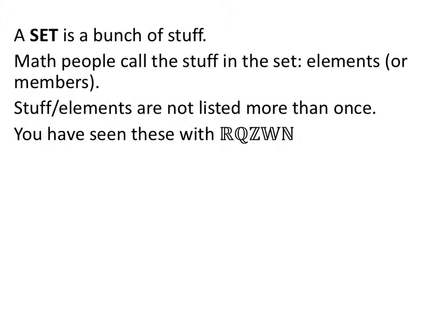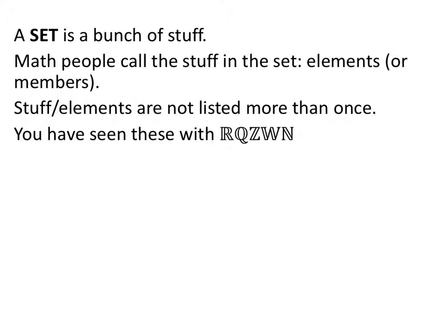Before we get into it, let's look at what a set is. A set is just a bunch of stuff. Math people sometimes call the stuff in the set elements or members. Elements are not listed more than once in your set. We've seen these symbols that represent real numbers, rational numbers, integers, whole numbers, and finally natural numbers. They're all kind of subsets of each other for the most part, but they're also just basic sets of numbers.